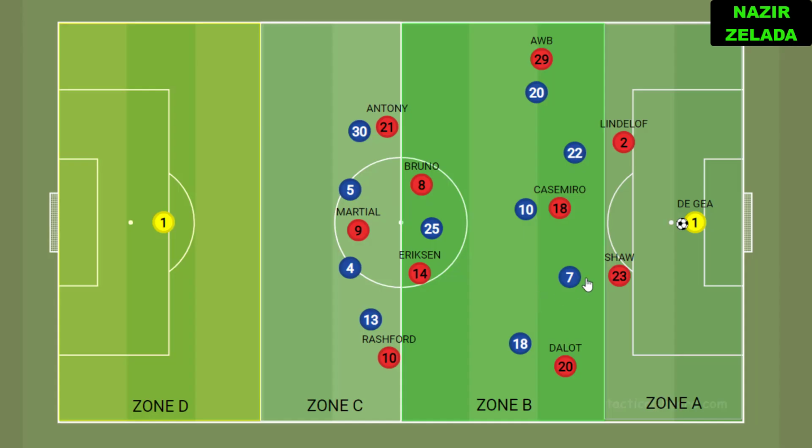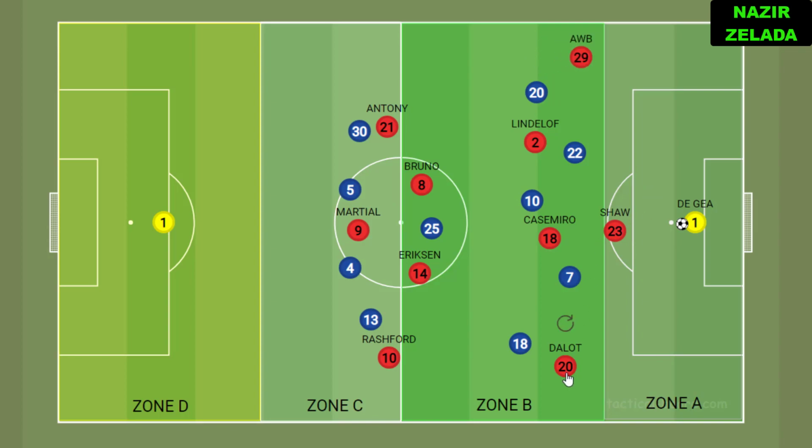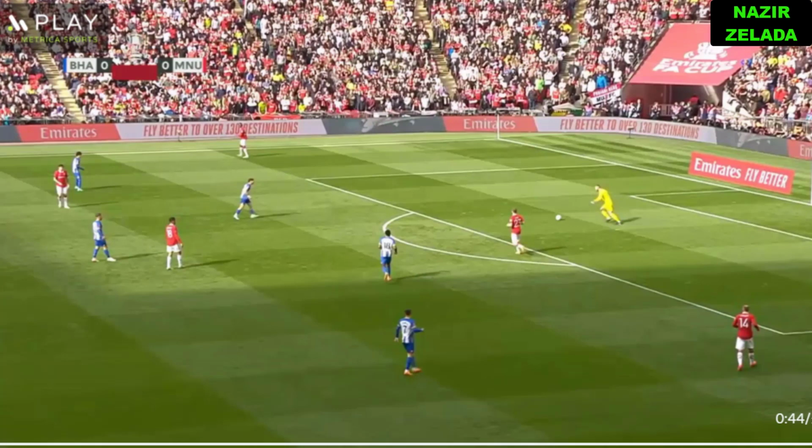In Manchester United's offensive structure, Brighton pressed in zone A and B with 5 players. Usually Lindelof moved behind the first line of pressure. However, the centre-backs and De Gea couldn't play out from the back, therefore De Gea played long balls.